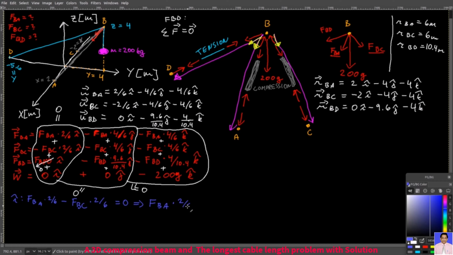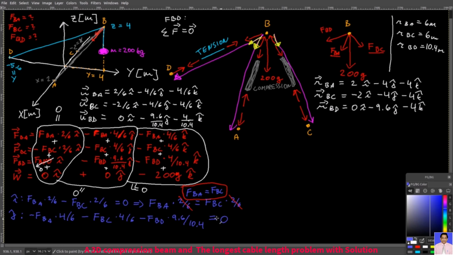FBA times 2 over 6 equals FBC times 2 over 6. You can cancel them out, and that means that FBA equals FBC. And if you look at it, then it makes sense because of symmetry. Then you take your J components, you add them all up and equate them to 0.